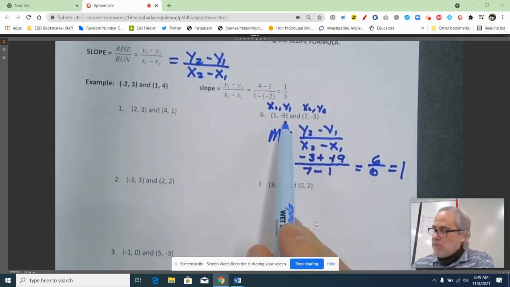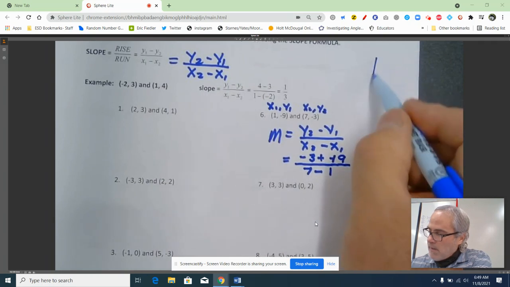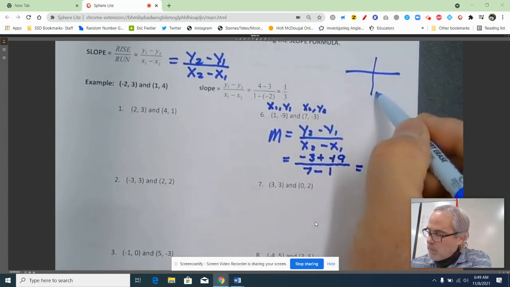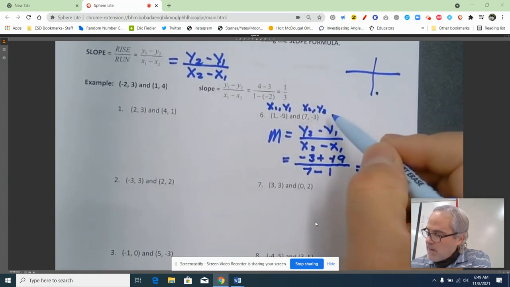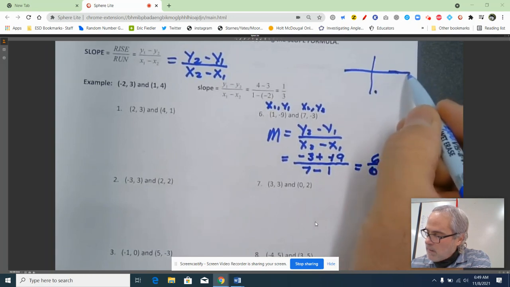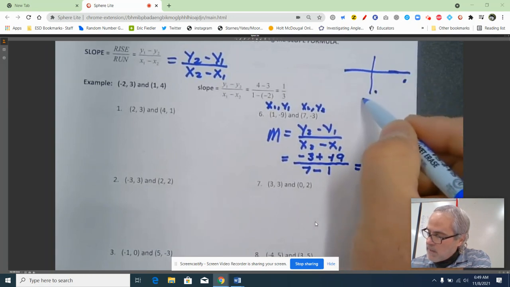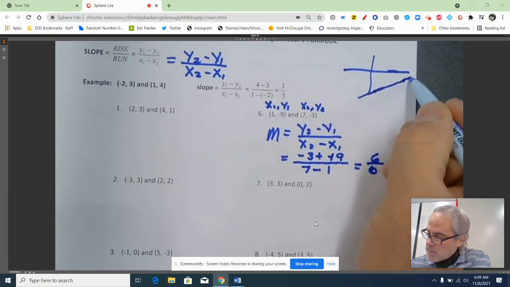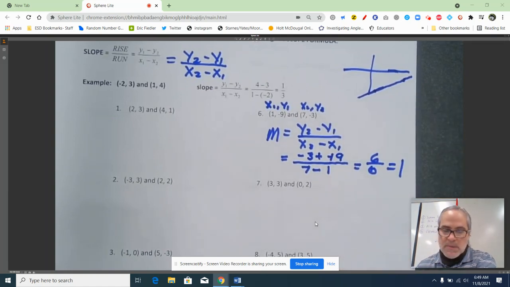You can also quickly do a visual of it. So if you can picture 1, -9, that's down here somewhere, right? And then 7, -3, that's way out here. Yeah, having a slope of 1 sounds like a reasonable answer. That's always a good thing to do to make sure you don't make a mistake.